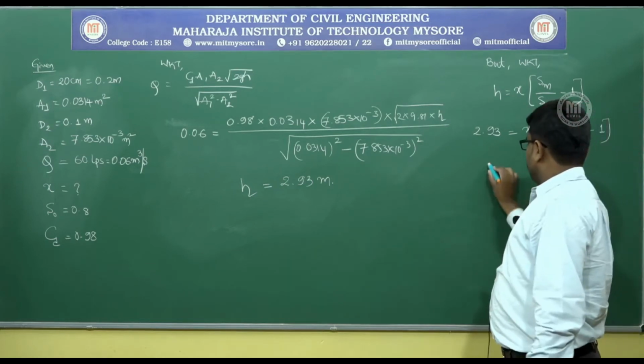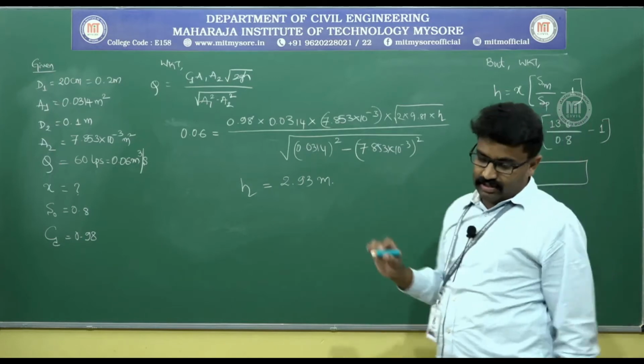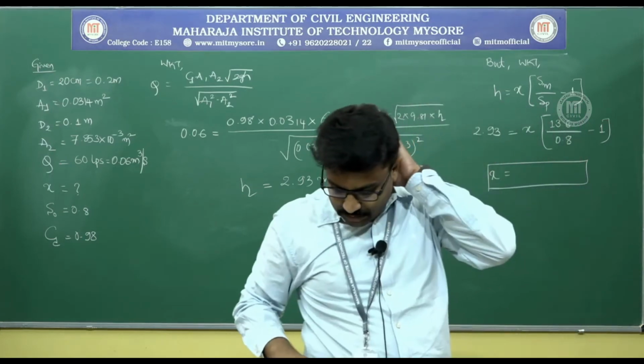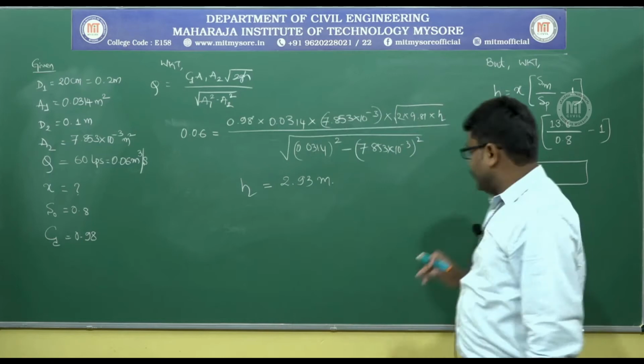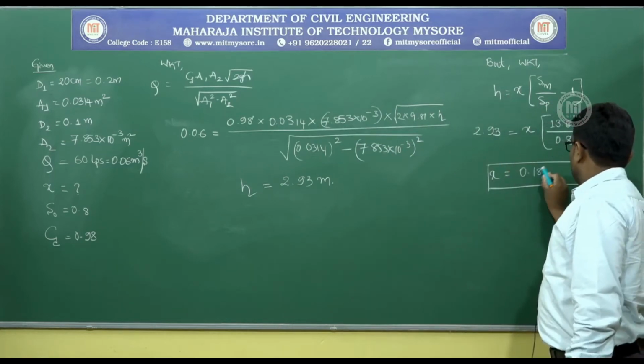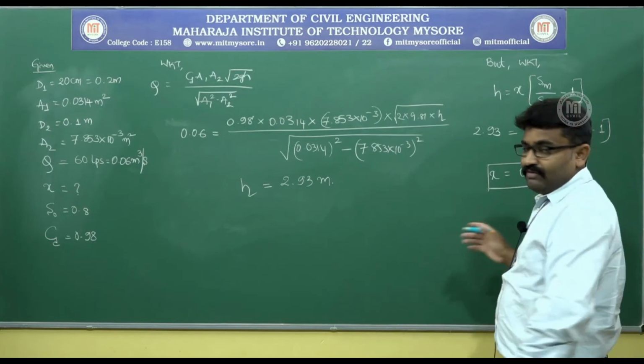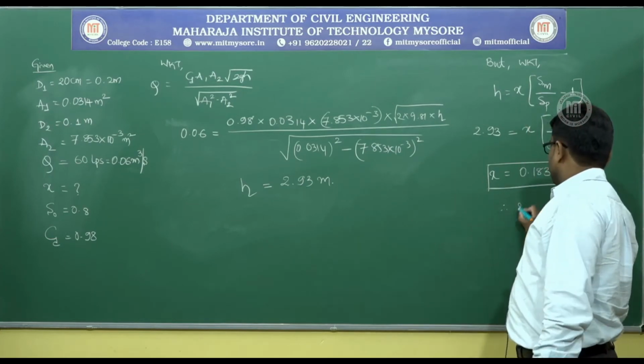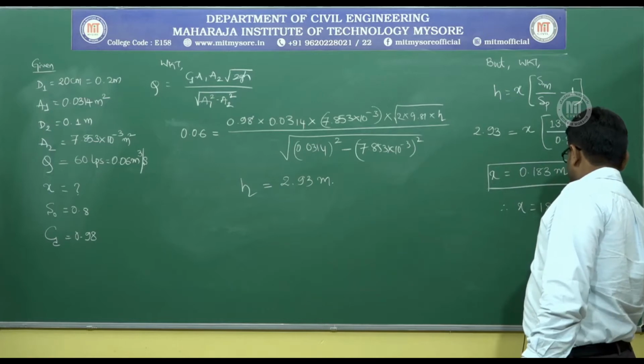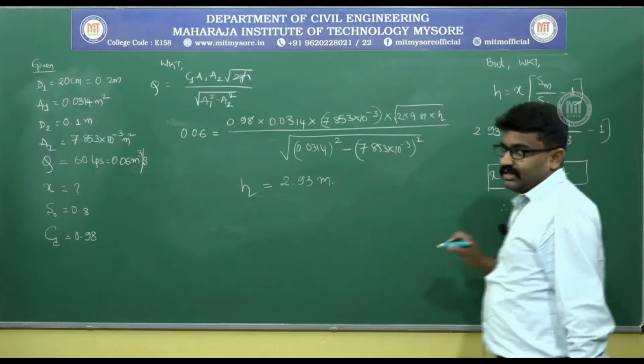You will end up getting X which was asked for. X is equal to 0.183 meters. Everything was given in centimeter. If you want the answer in a centimeter, therefore X is equal to 18.3 centimeter.